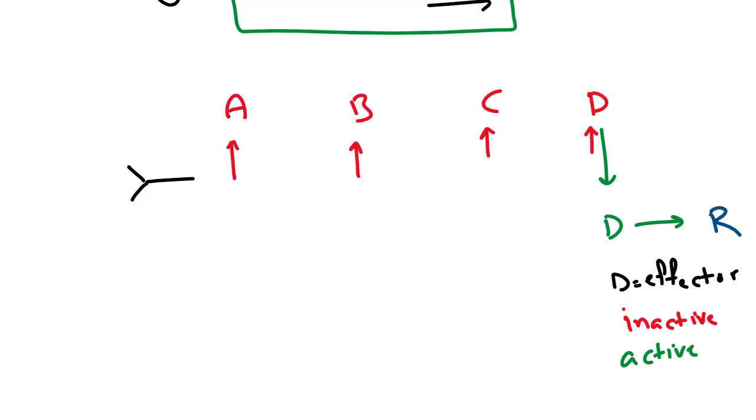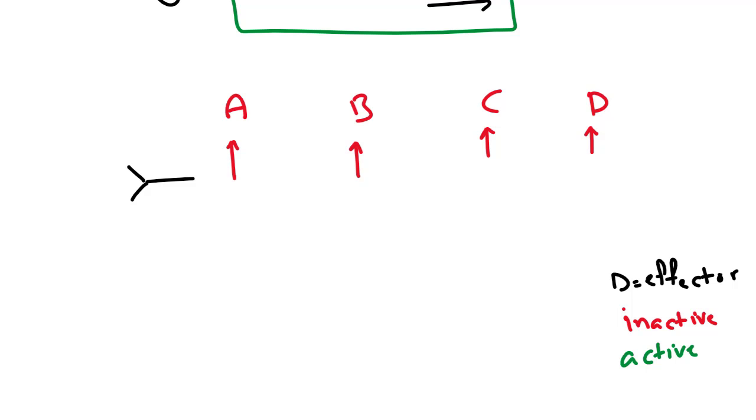No more active C, no more activation of D. The only process that is active is the process which is taking active D and taking it back to inactive D, so D is gone. And thus this is gone, and there is no response. Right? So this is how a signal transduction pathway is turned on and turned off.